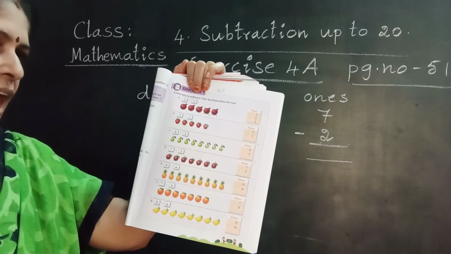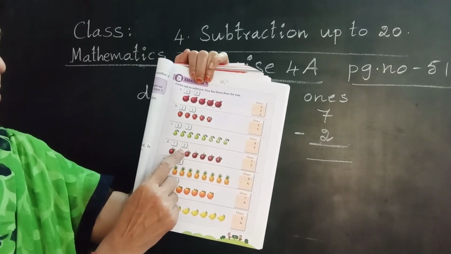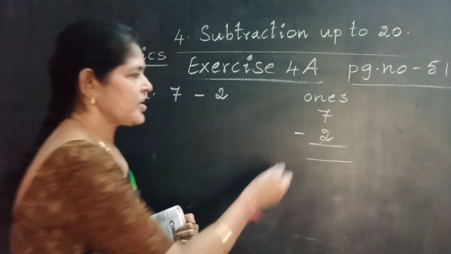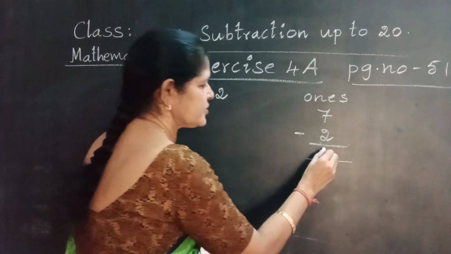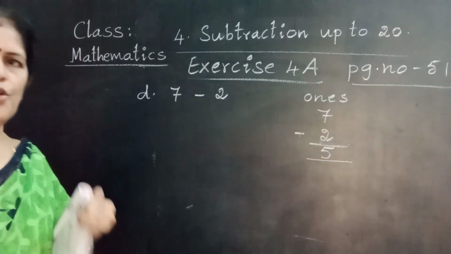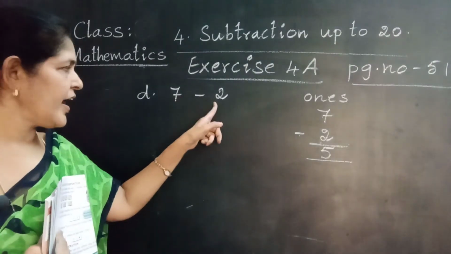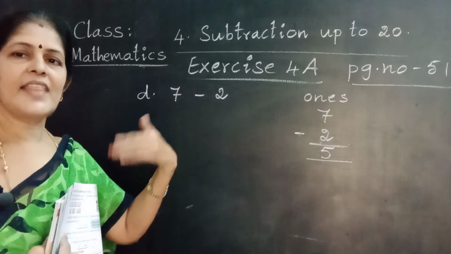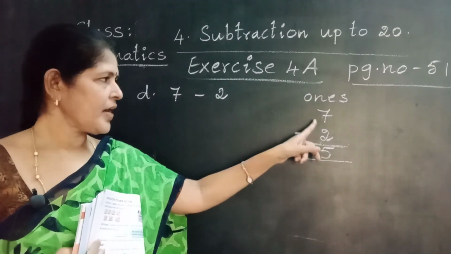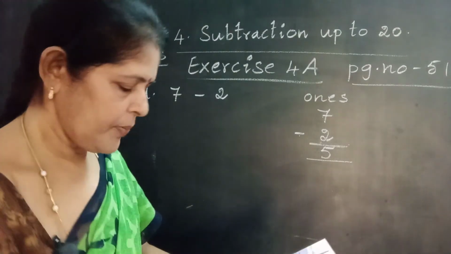Now how many are left? Let us count. 1, 2, 3, 4, 5. The subtraction is 7 minus 2, 5. There are 7 cherries. You ate 2 cherries. Then the number left is 5. Go to the next picture, Nana.